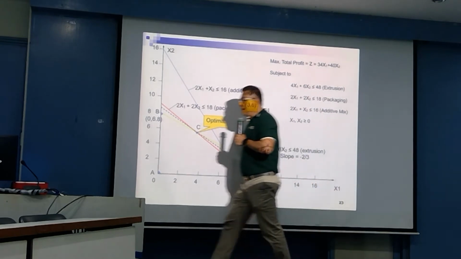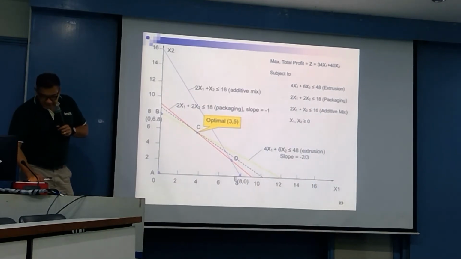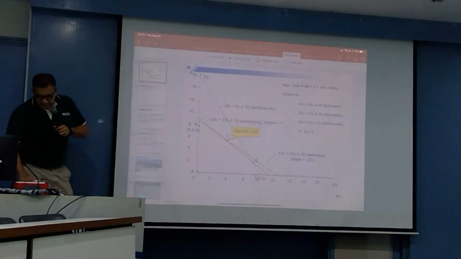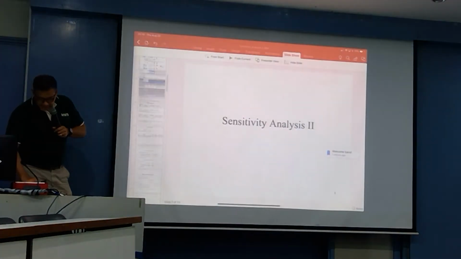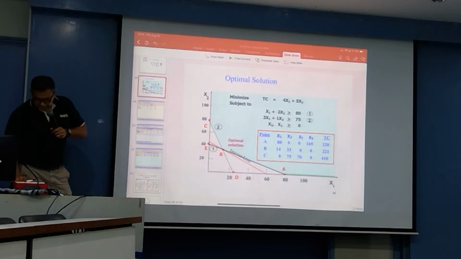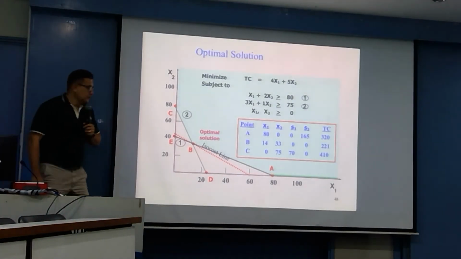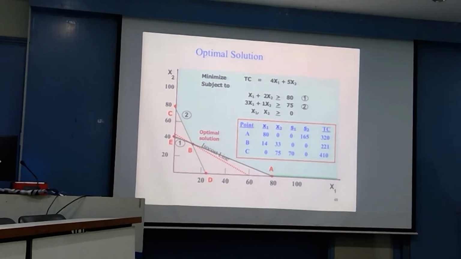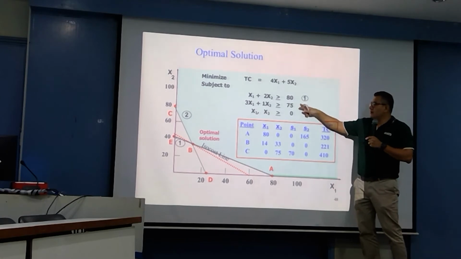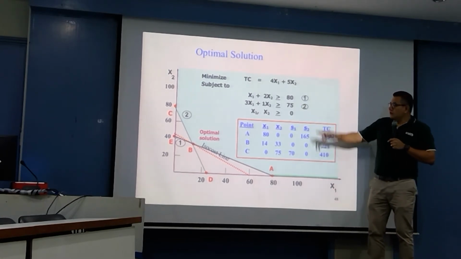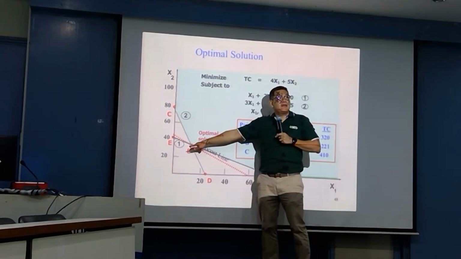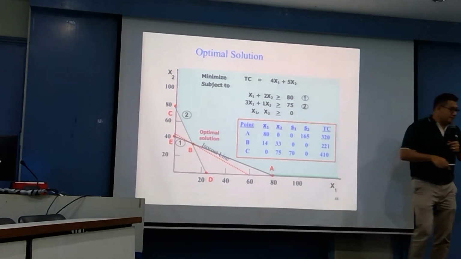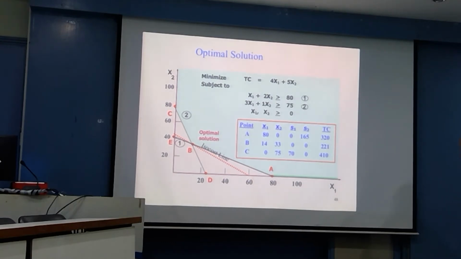Okay, let's go back to your example. How about this one? Let's review. Now the problem of minimization. I try to find the range of the right hand side for constraint 1. Constraint 1 and 2 cut at this point, right? Point B. For this problem, constraints 1 and 2 are binding constraints, right?